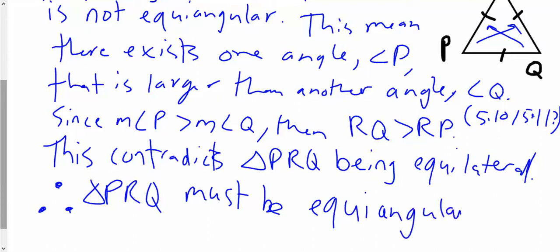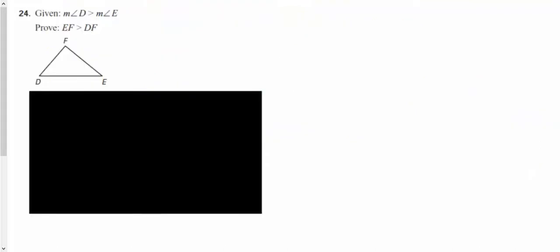All right, and there's the first one. Okay, the next one here, given the measure of angle, this is either 5.10 or 5.11. I always get the two mixed up. One of them's a theorem and the other is the converse. Angle D is larger than angle E. Prove that EF is greater than DF. Okay, so again, the larger the angle is, the larger the side length is.